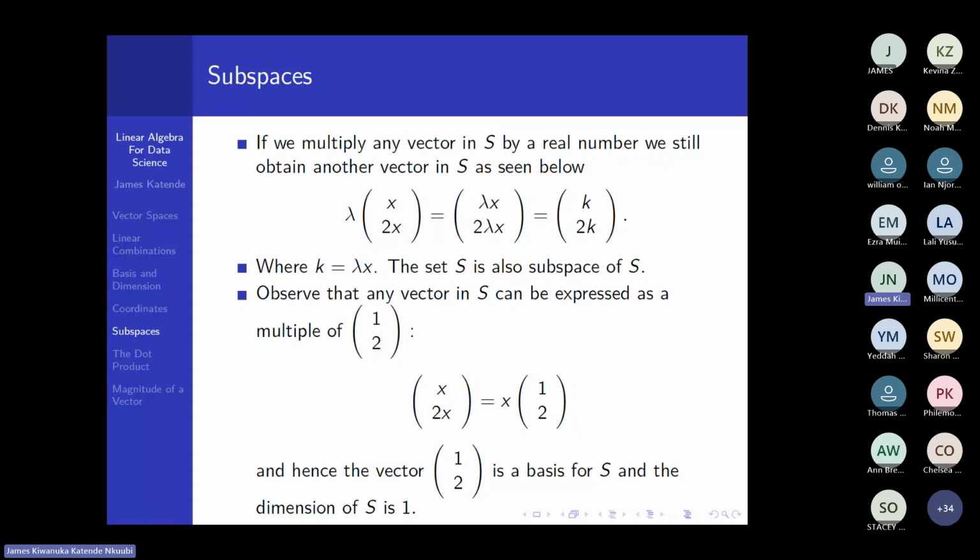I think this is a mistake. It should be a subspace of R2. So it should be a subspace of R2. I think this is a typo. I'll correct it before I share the slides.